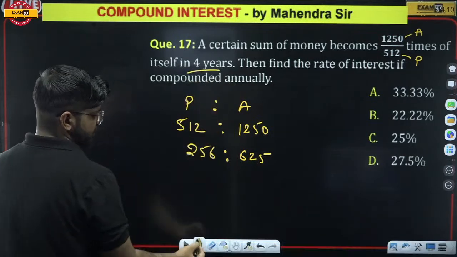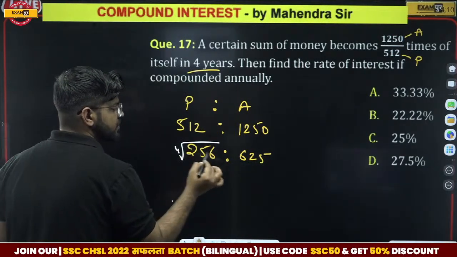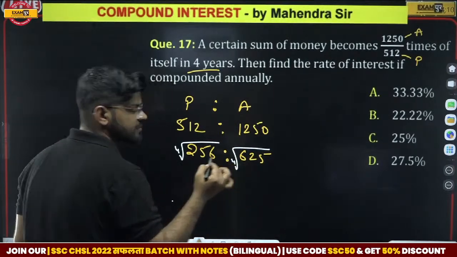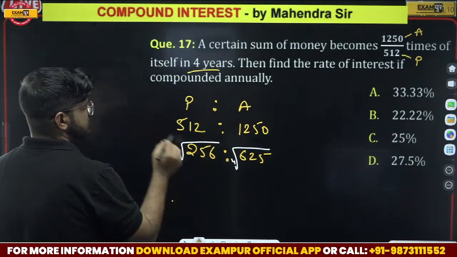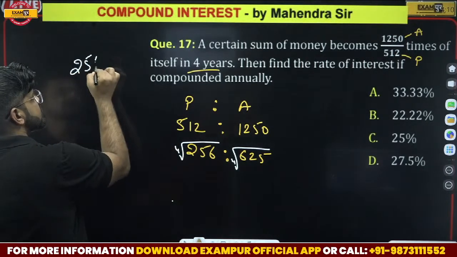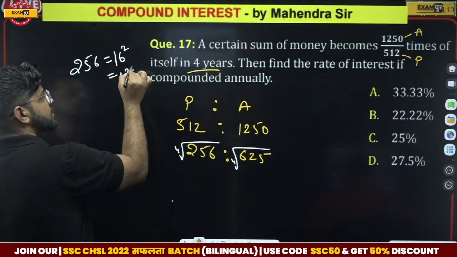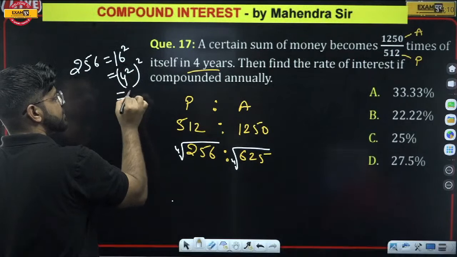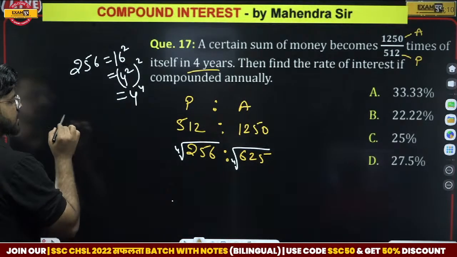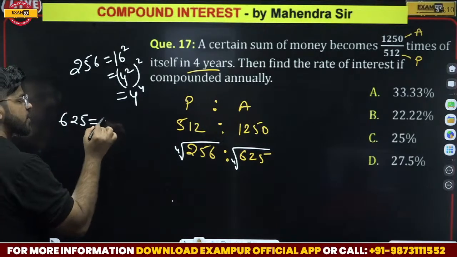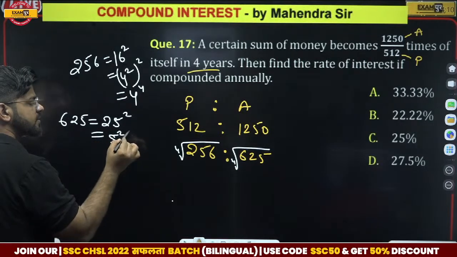For 4 years, what we have to do? We have to take 4th root. Now this is 16 square. 256 is 16 square. And 16 is nothing but the 4 square. Now this becomes 4 to the power 4. And 625 is what? It is 25 square. 25 is nothing but 5 square.